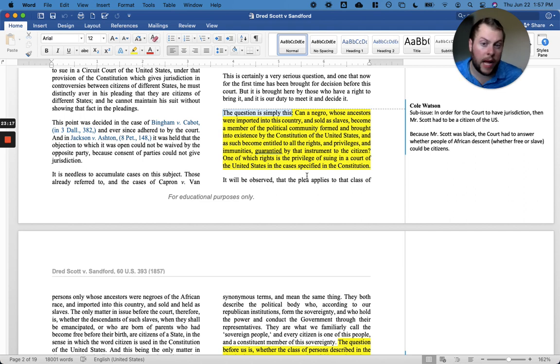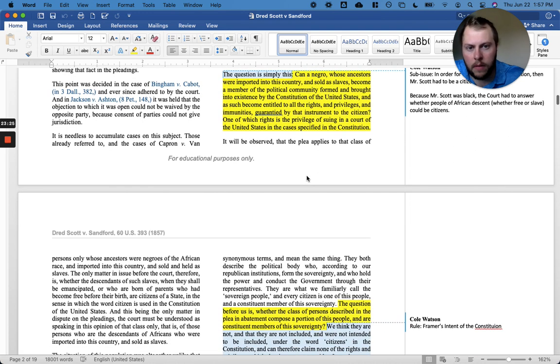So the court asks, can a Negro whose ancestors were imported into this country and sold as slaves become a member of the political community formed and brought into existence by the Constitution of the United States, and as such become entitled to all the rights and privileges and immunities guaranteed by that instrument to the citizen, of which one of the rights is the privilege of suing in a court of the United States in the cases specified in the Constitution. Okay.